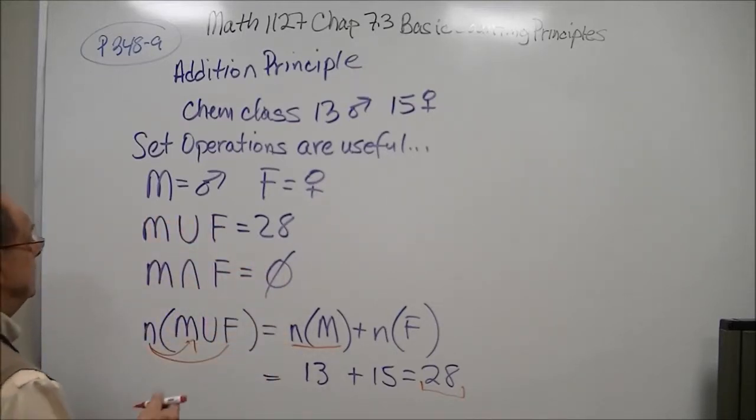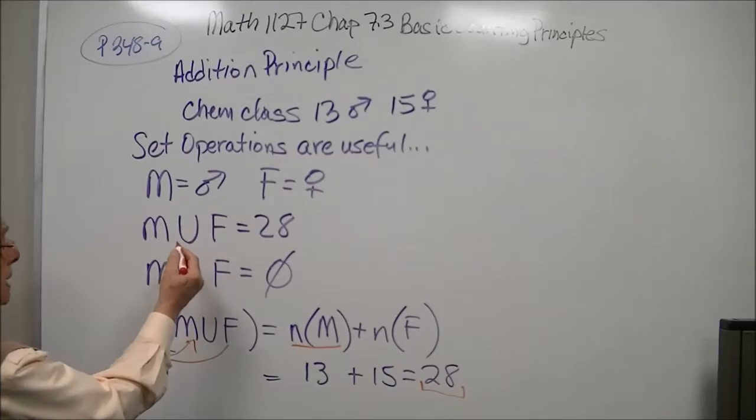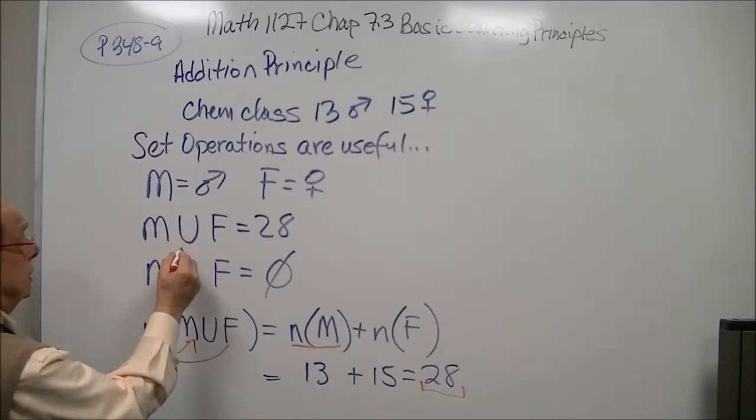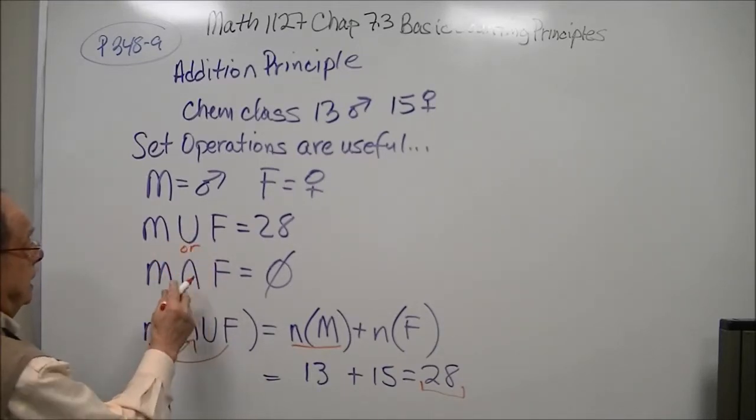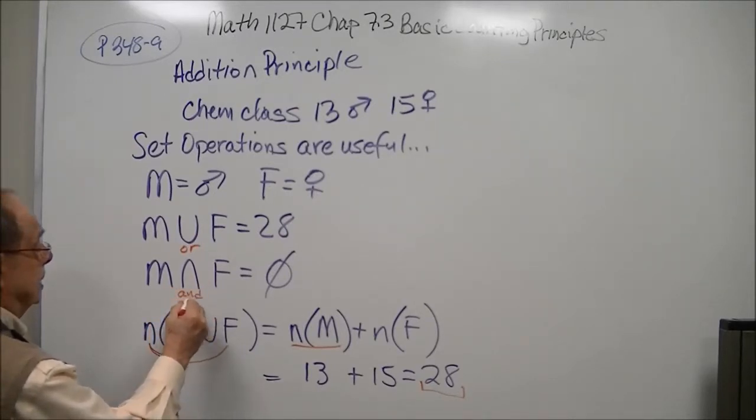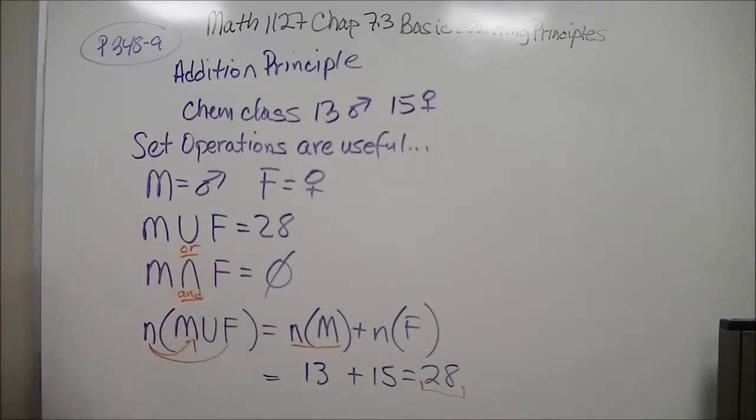And keep in mind, the key word that Albert mentioned for our union is the word or, and the key word for intersection is and. These are very specific mathematical words that have other meanings in regular English, but here they have this meaning.